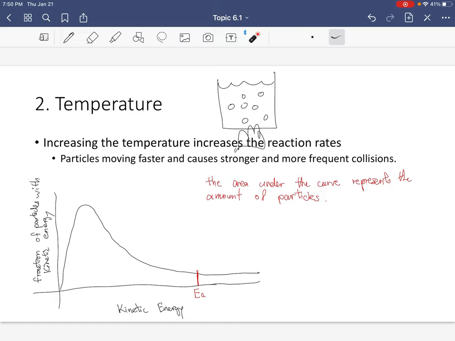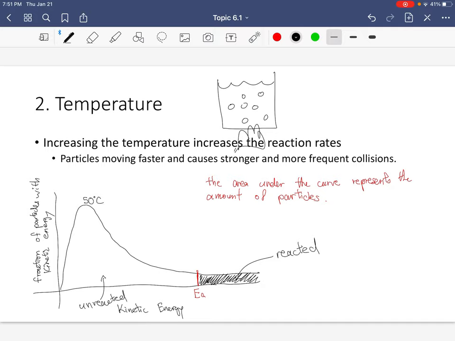Now, not all the particles react. Which ones are lucky enough to react? It is the particles that got over the EA hump. These are reacted, whereas these right here, who did not get through the EA hump, are still unreacted. So that's what the curve is basically all about. So let's say this graph is based at 50 degrees Celsius.